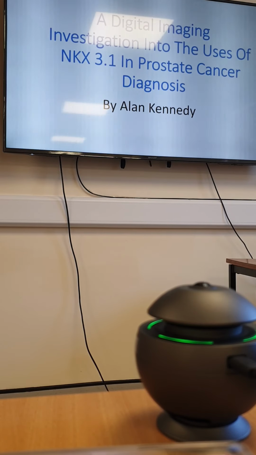This is going to be basically a presentation covering my project, which was a digital imaging investigation into prostate cancer with the use of NKX3.1.